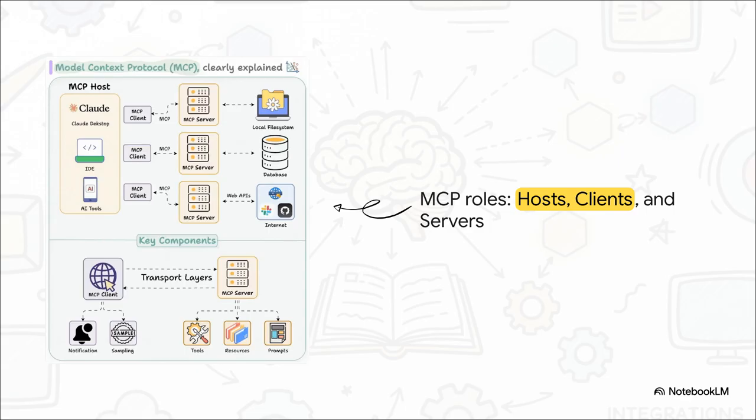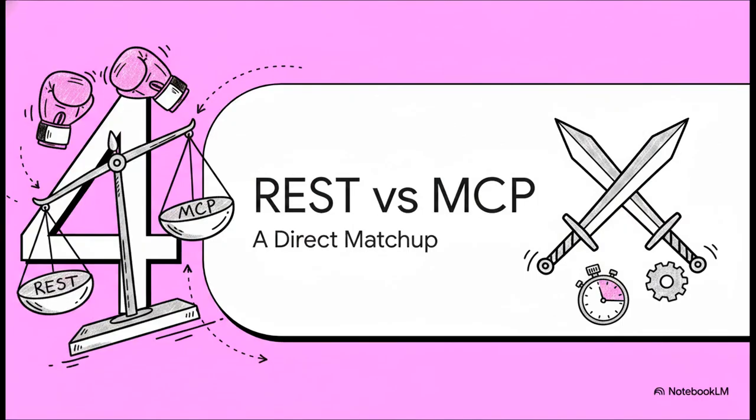And they all communicate seamlessly using a structured JSON RPC standard. Section 4, REST versus MCP architecture. So how does this shiny new standard actually stack up against the traditional way we've been doing things? Let's do a direct head-to-head.